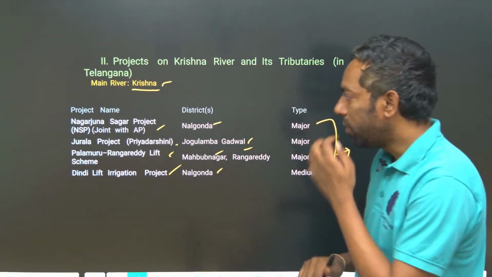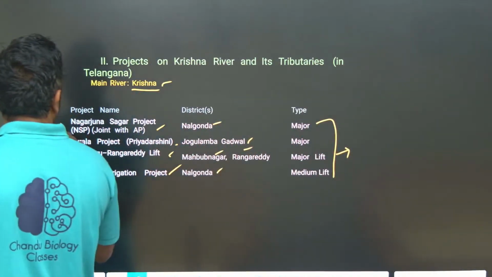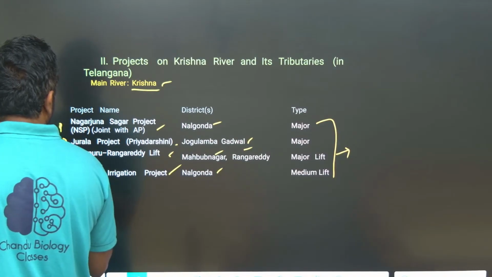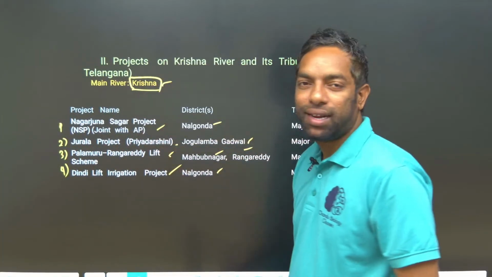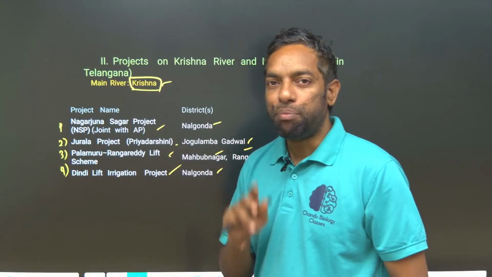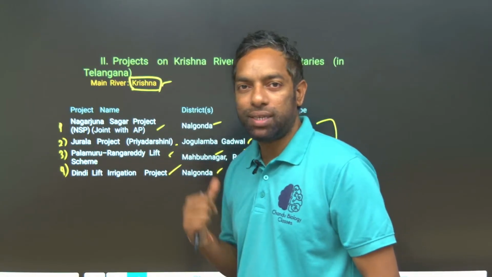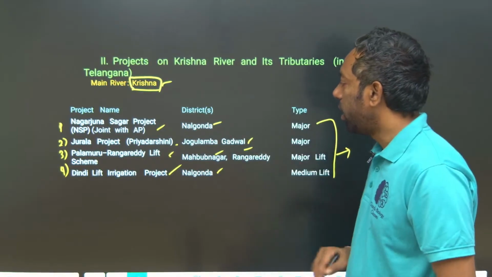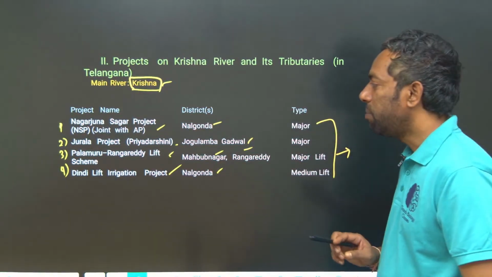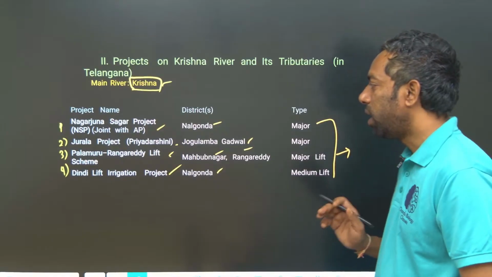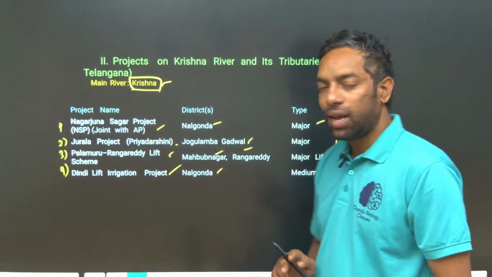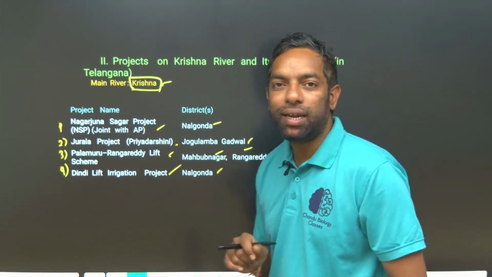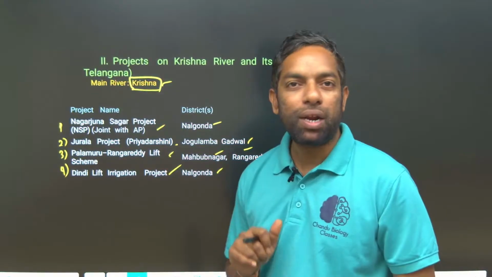Again, you have to look into this: Nagarjuna Sagar first, Jurala second, Palamuru third, and fourth is Dindi. These are mainly on the Krishna river, not its tributaries. The main source for these projects is the Krishna river. Nalgonda, Jogulamba Gadwal for Jurala (Priyadarshini), Palamuru Rangareddy in Mahbubnagar and Rangareddy, and Dindi in Nalgonda. These are the major irrigation projects on the river Krishna.